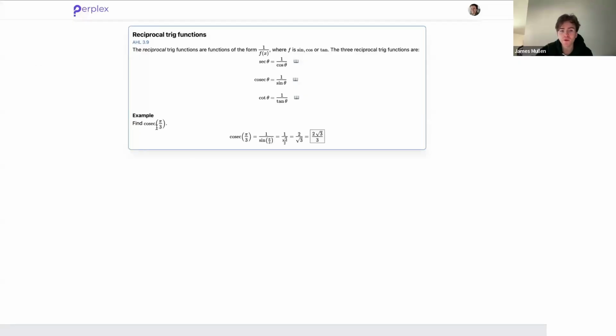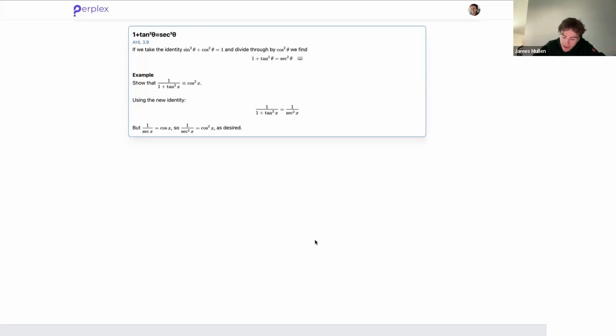Oh, and maybe let's do an example. If I was trying to find the cosecant of pi over 3, well, cosecant is 1 over sine. So cosecant of pi over 3 is 1 over sine of pi over 3, which is root 3 over 2. So it becomes 2 over root 3. And if I rationalize the denominator, that's 2 root 3 over 3. Now, we already have the identity sin squared plus cos squared is equal to 1.